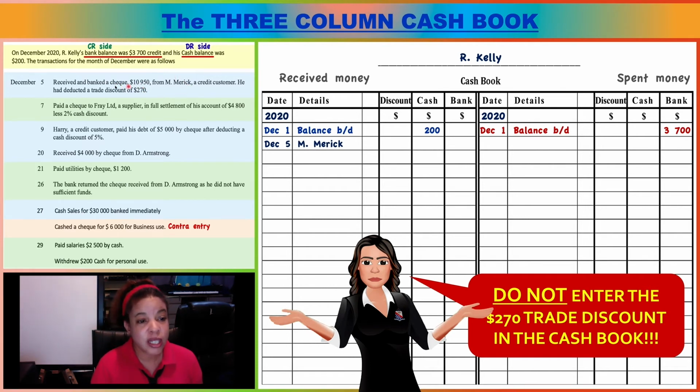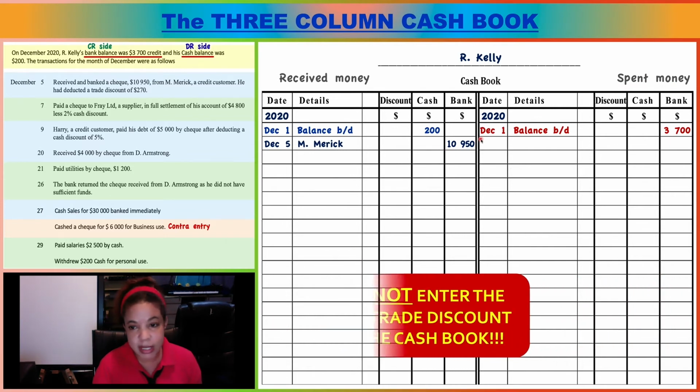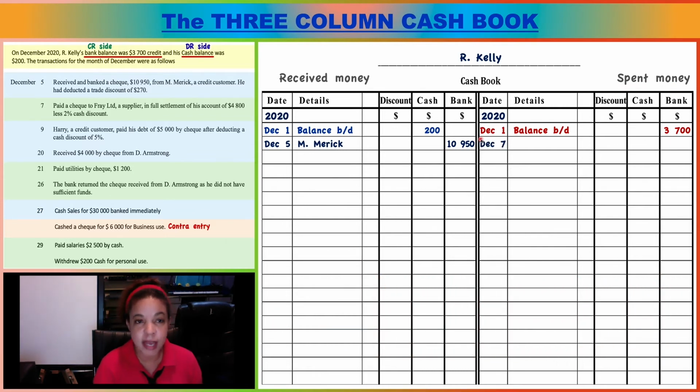How much did we receive? The check was made out as $10,950. So you don't have to minus anything because the check already was made out for the net figure, which is the $10,950. We received that since it's a check goes under the bank column, $10,950. So that's it for that one. We go on to December 7th, paid. So that means we're going to be over by the spent money payments. So you simply put the date, December 7th.